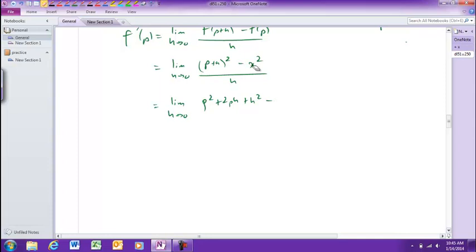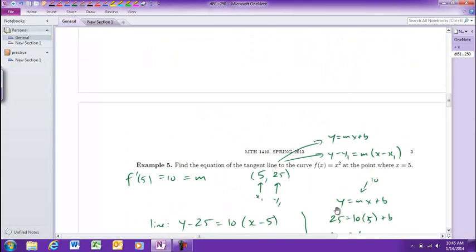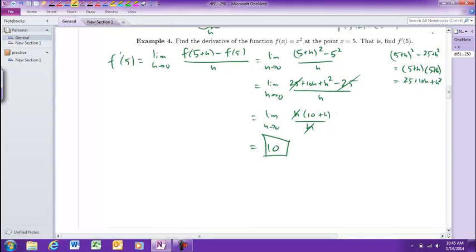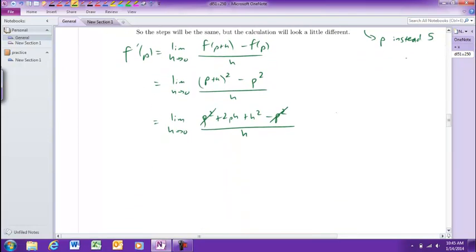Oh, just kidding, that's not x squared right there. That should be p squared, right, because I'm putting in p in place of x. So minus p squared divided by h. My p squareds cancel. Notice, if you want to look back at the example before, this is exactly where we were before, but the 25s were canceling because p is equal to 5, so p squared would be 25. So we're doing the same thing we did before.